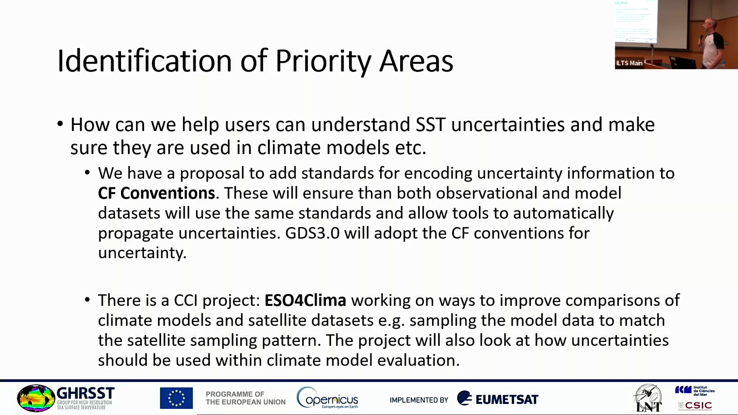There's also a CCI project, ESA Klima, which is working on ways to improve model to observation comparisons using things such as sampling the model data to the same locations as the satellite observations, and also it'll be looking at how uncertainty should be used within the climate model evaluation. So that's the summary. Are there any questions or further discussions?